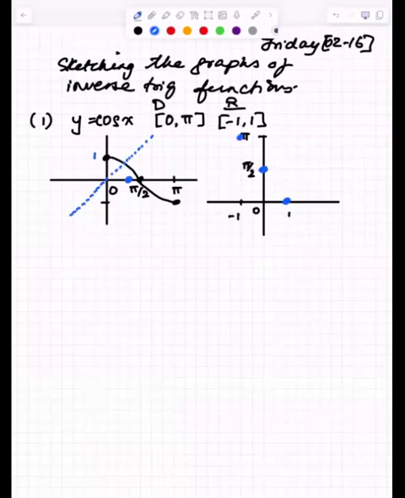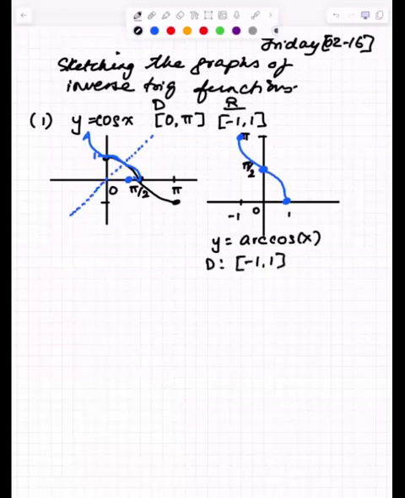Okay, and you can see this piece kind of gets flipped back this side, and this piece will go that way. So it'll look like this. This is the shape of inverse cosine, right? So our y is equal to arc cosine. Domain, -1 to 1, and we know the range, it spits out an angle from 0 to pi.